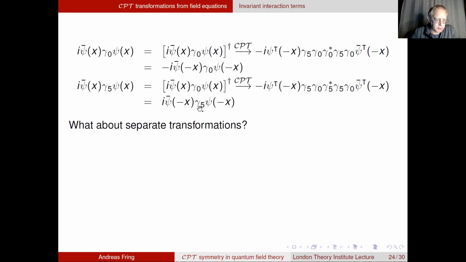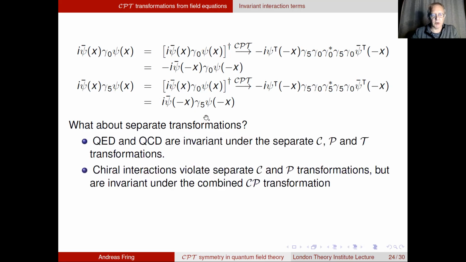So what about separate transformations? When we just carry them out individually now on interaction terms. It has been shown that QED and QCD are invariant under separate C, P, and T transformations. You don't need to combine them into CPT. You can carry them out individually, and the theory will be preserved. But chiral interaction terms violate individual C and P transformations. But when you combine these two transformations into CP, then chiral terms remain invariant.